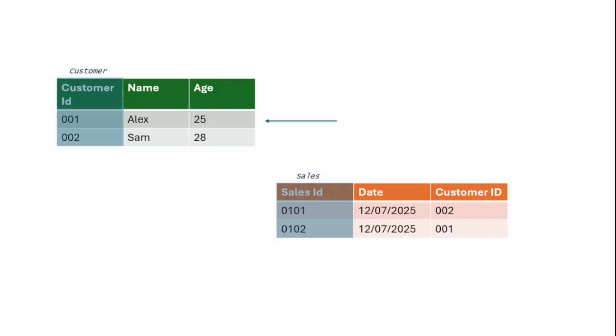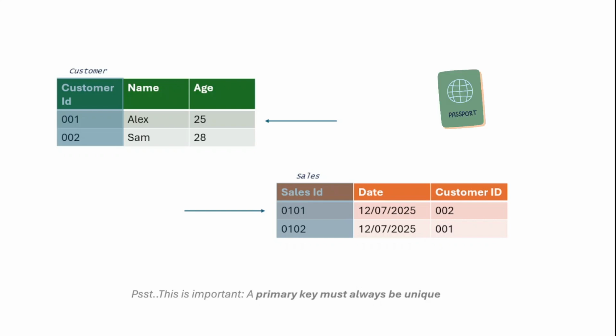The same idea applies to the sales table. Each transaction gets its own ID, like 0101, which identifies a specific sale, the one made on July 12th by customer 002. So, what's the rule here? A primary key must always be unique. So, no duplicates, no blanks. It's how a database keeps everything organized, just like every person has a unique passport number.